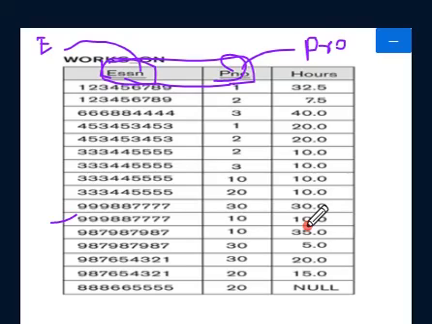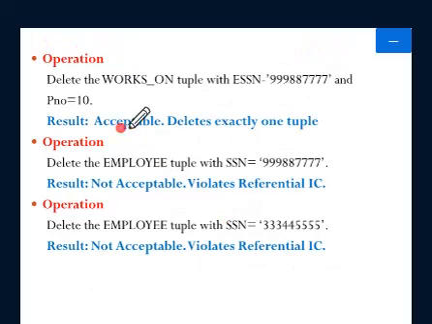Yes, it will accept because I am doing it in a child table. This table is not referred by other tables; this table is actually referring. So when I delete this, it will get deleted. Acceptable. Delete exactly one tuple which is having ESSN 9998847 and P number 10. It will get deleted.